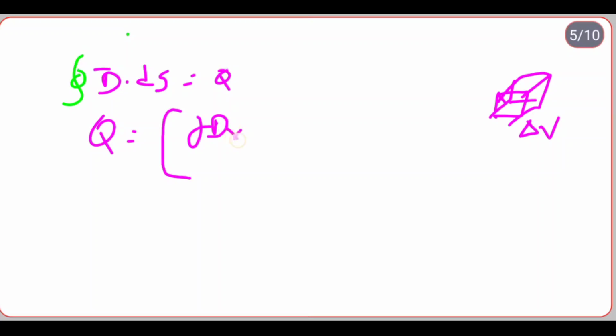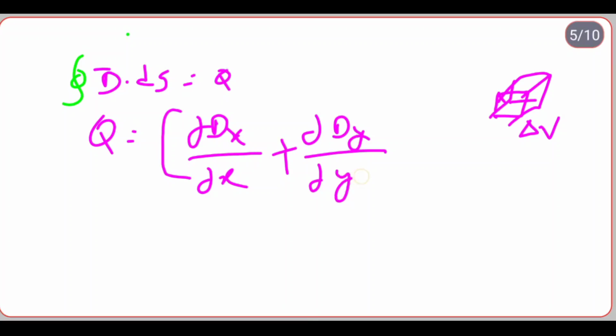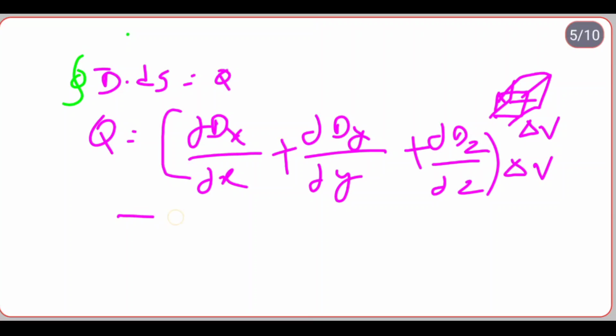Dou Dx by dou x plus dou Dy by dou y plus dou Dz by dou z, into delta x delta y delta z, which can be written as delta v. It is a differential volume. This result leads to the concept of divergence. From this equation, we are obtaining the concept of divergence. What is divergence? That is the concept we are going to see now.